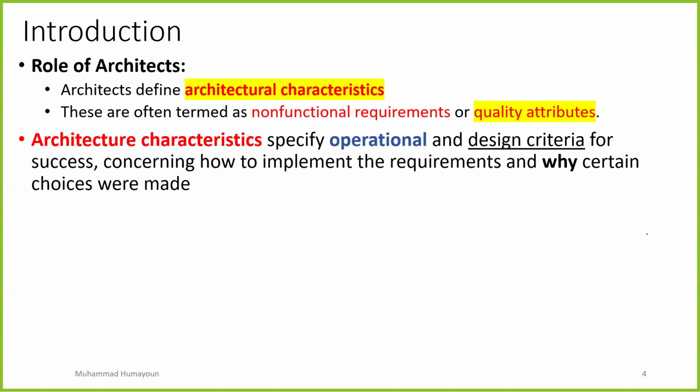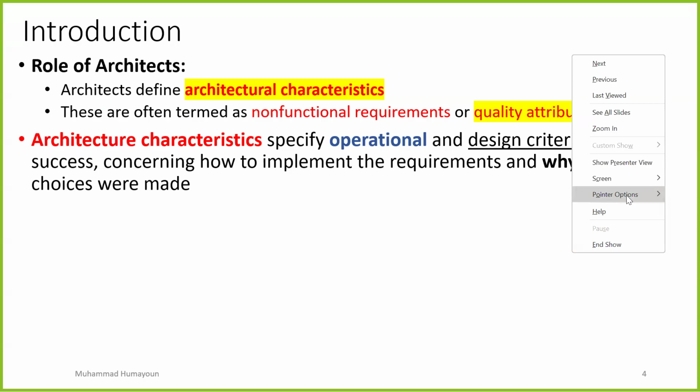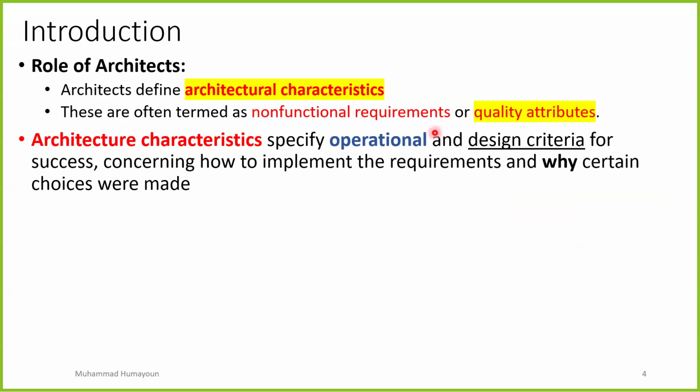So your role as an architect would be, in a first step, before you start drawing diagrams, to think about what architectural characteristics your software should support. The non-functional requirements should be the first thing you think about. Architectural characteristics specify things like the operational things of your system and the design criteria for success. How would you say that your software is successful?